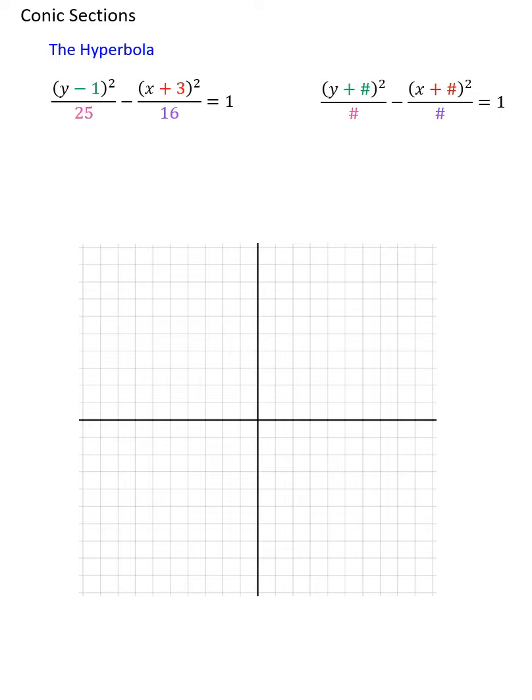Again, it comes down to these four particular numbers. In this case, -1, +3, 25, and 16. Just as before, we can take the numbers inside the completed squares, switch their signs, and get the center of the hyperbola.